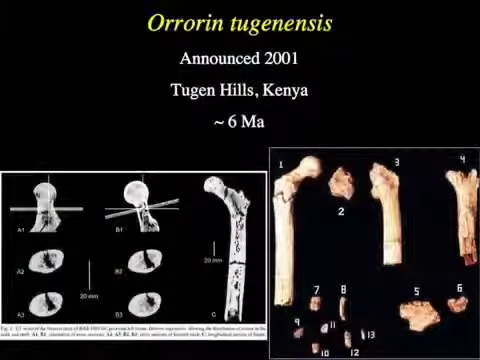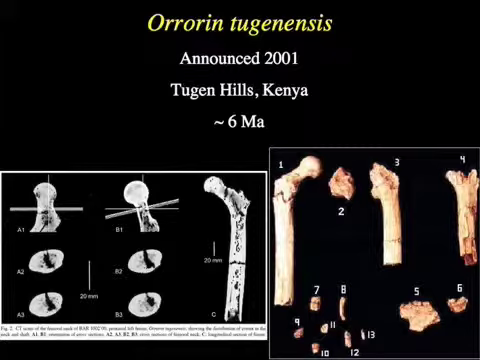Another species, announced in 2001, Orrorin tugenensis, from the Tugen Hills in Kenya, dates to about 6 million years. Again, fairly fragmentary, but we have some cranial remains, and we also have some postcranial remains. And characteristics of the femur, of the thigh bone, in particular the morphology of the neck of the femur, have been argued to be indicative of bipedalism.